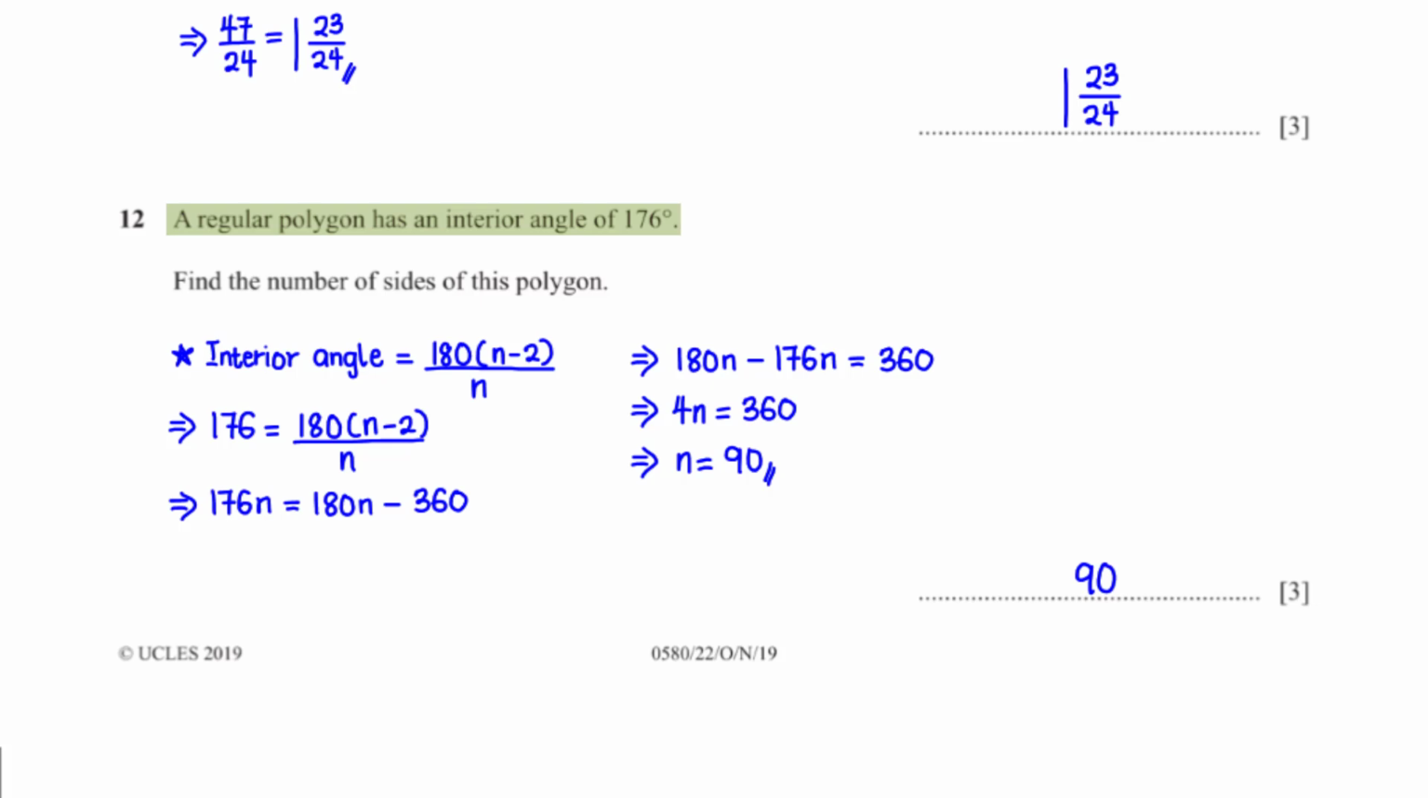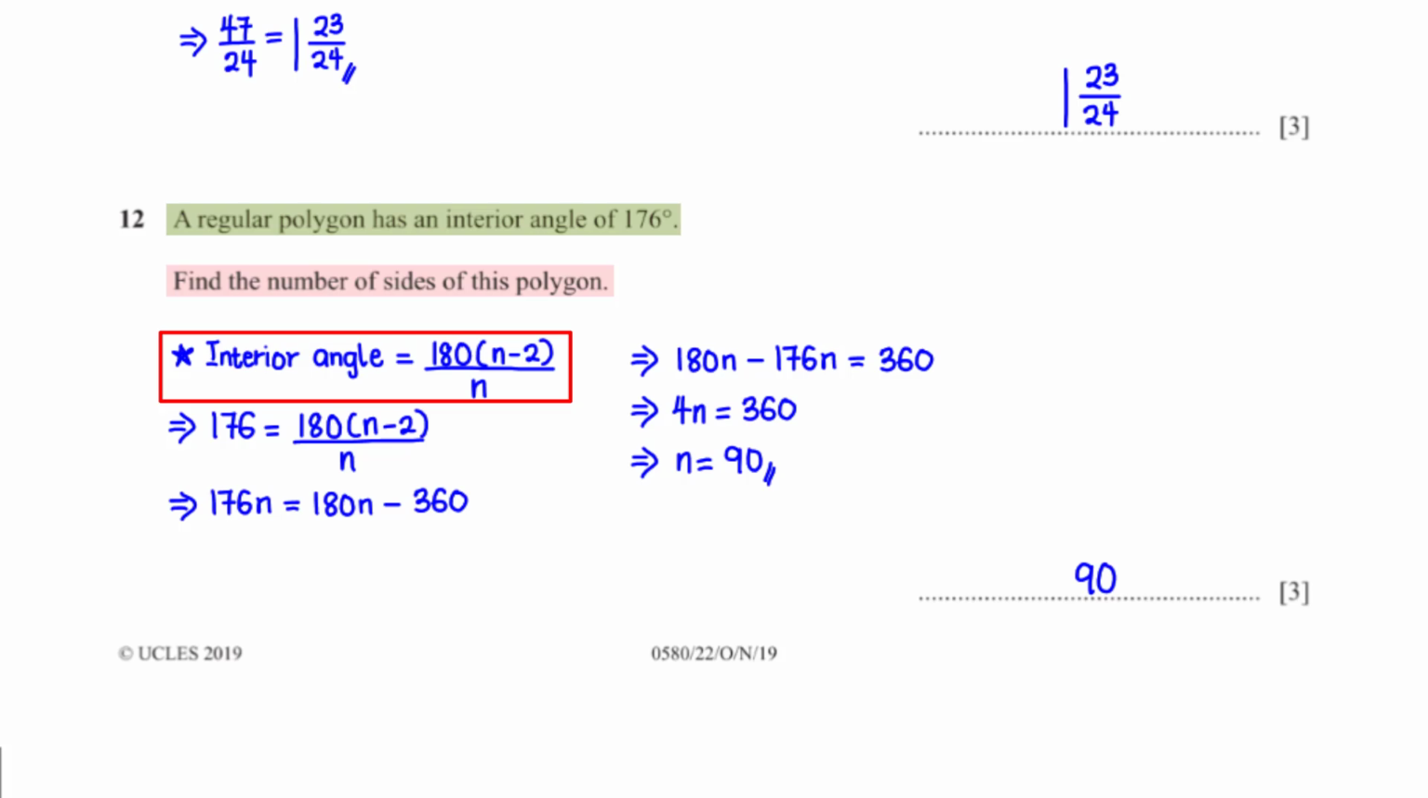A regular polygon has an interior angle of 176 degrees. Find the number of sides of this polygon. This is the formula for the size of an interior angle in a regular polygon, where n is the number of sides of the polygon, which is what we want to find.